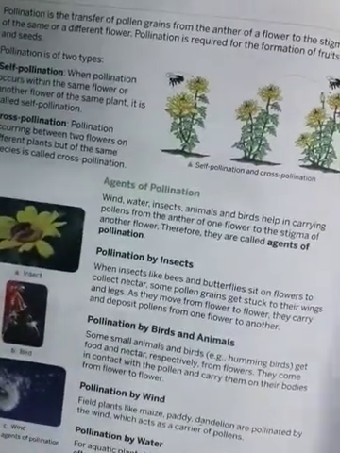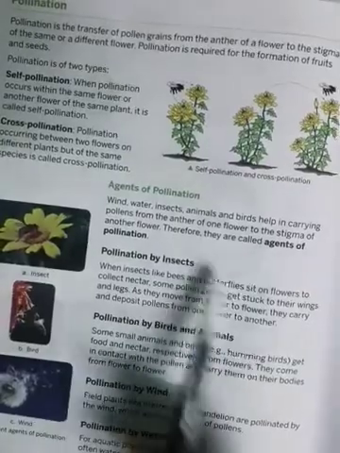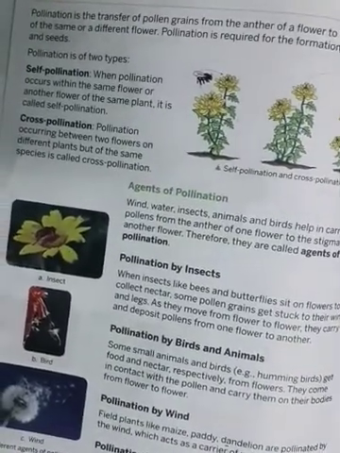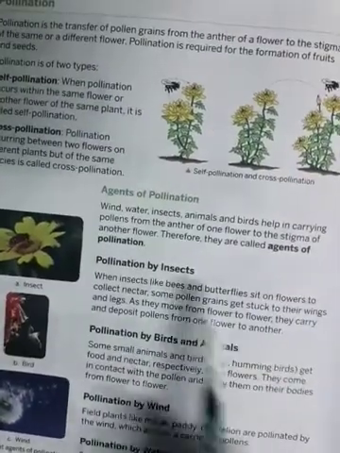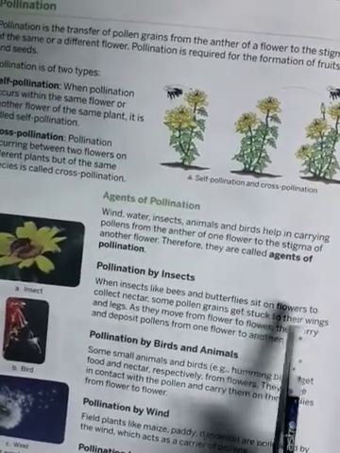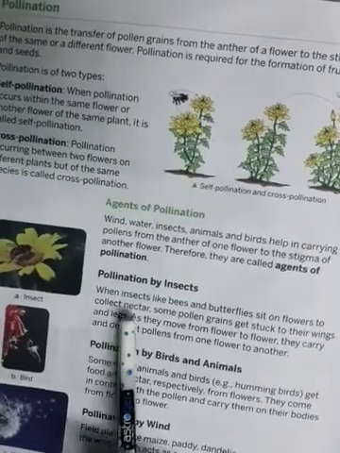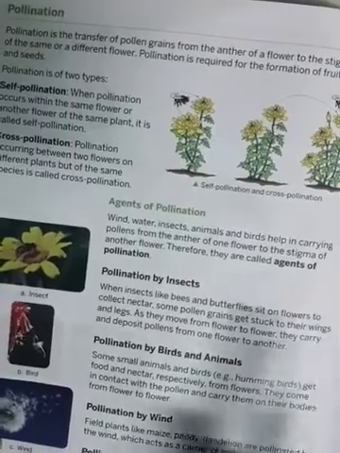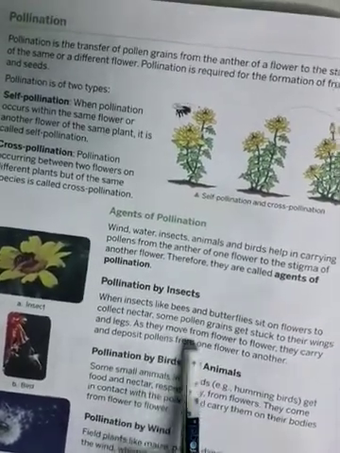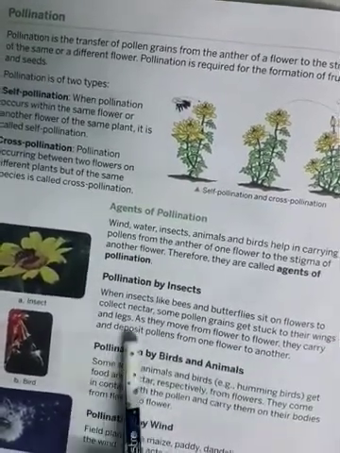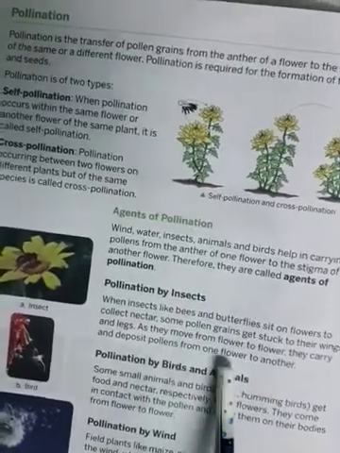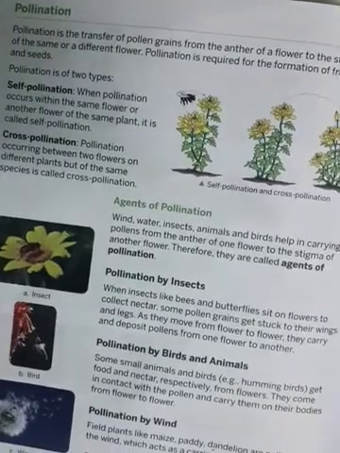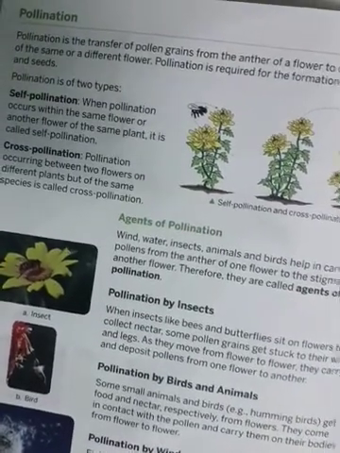So, see, now first is pollination by insects. Pollination by insects, how does that happen? When insects like birds and butterflies sit on flowers to collect nectar, some pollen grains get stuck to their wings and legs. As they move from flower to flower, they carry and deposit pollens from one flower to another flower, and this is how they help in pollination.